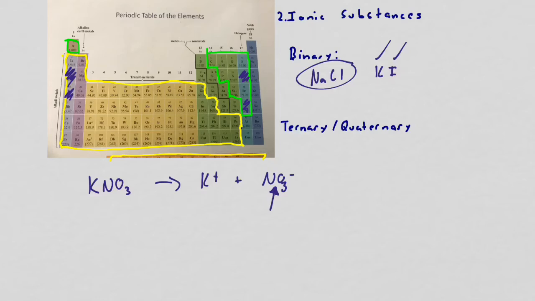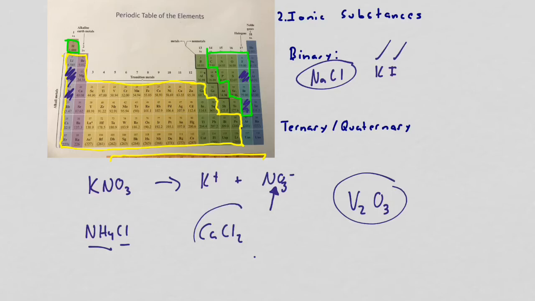So if you see any polyatomic ion, and it's not an acid, it's an ionic substance. So if you see ammonium chloride, hey, that's a polyatomic ion and a chloride. That's ionic. If you see CaCl2, if you see vanadium oxide, that's a metal with a nonmetal, right? Those are all ionic compounds. This is a binary one. This is a binary one. This is a ternary one. If you have ammonium nitrate, that's made of 2 polyatomic ions.